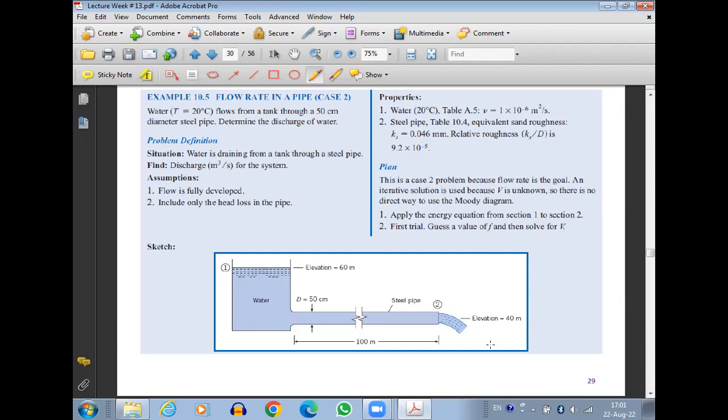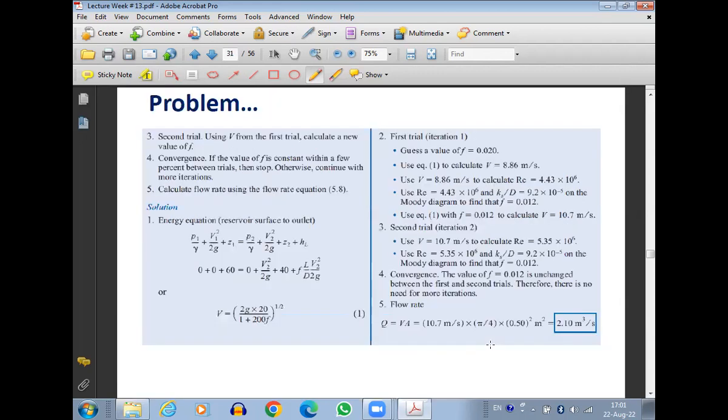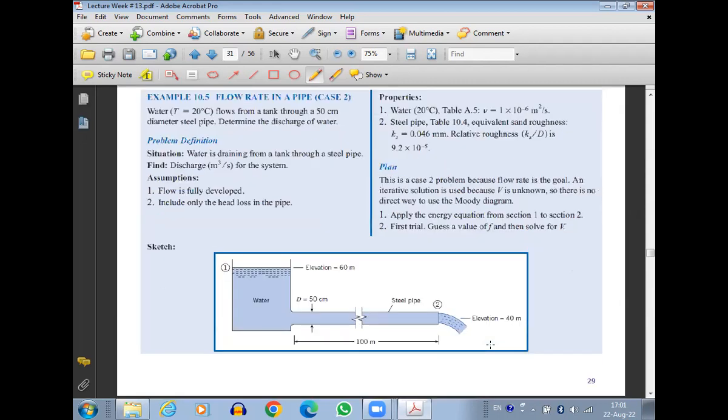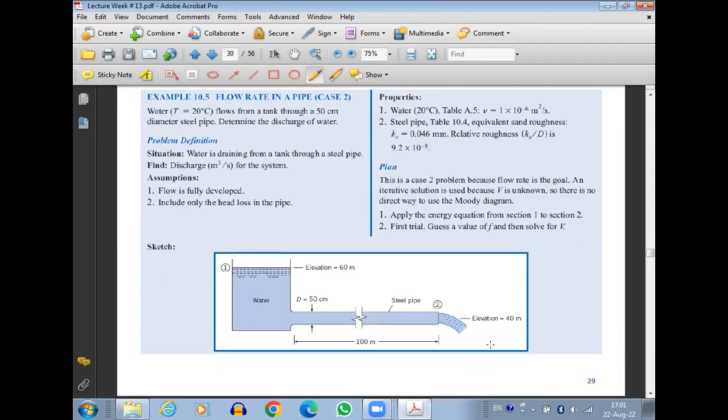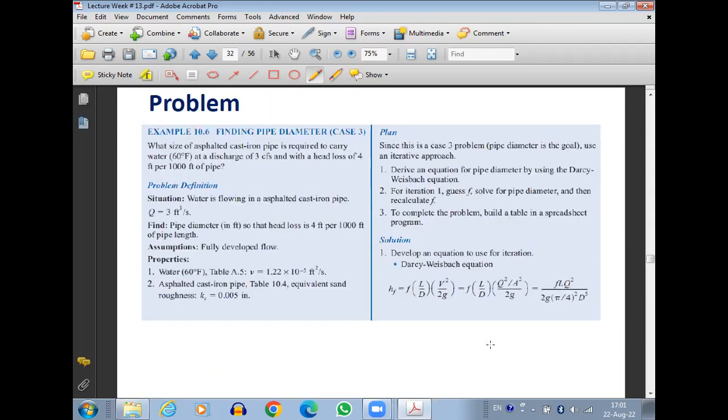I want you to go through it yourself, okay? And look at the solution. Obviously, since the iteration is required, this kind of problem I cannot give in the exam. But I can ask you in general terms what is the reason for doing the iterations, okay? And how do you determine that the problem has converged to the right solution? Okay, so this is something that I want you to go through yourself. This is example 10.5 and example 10.6.